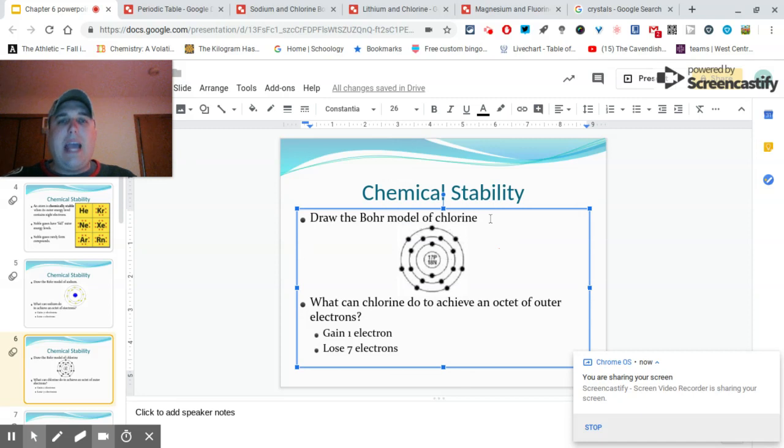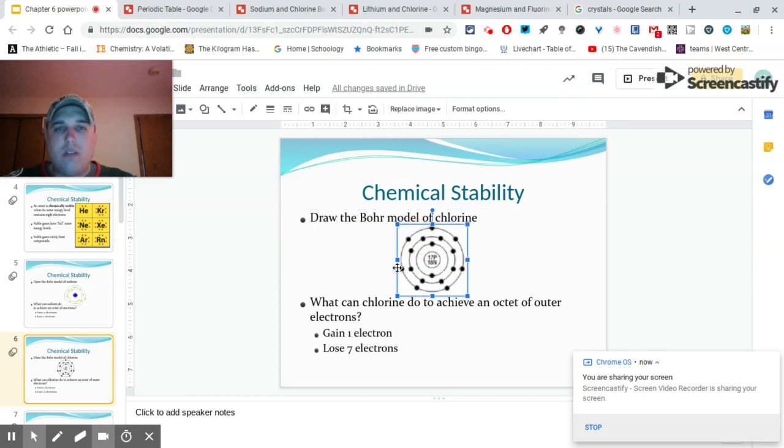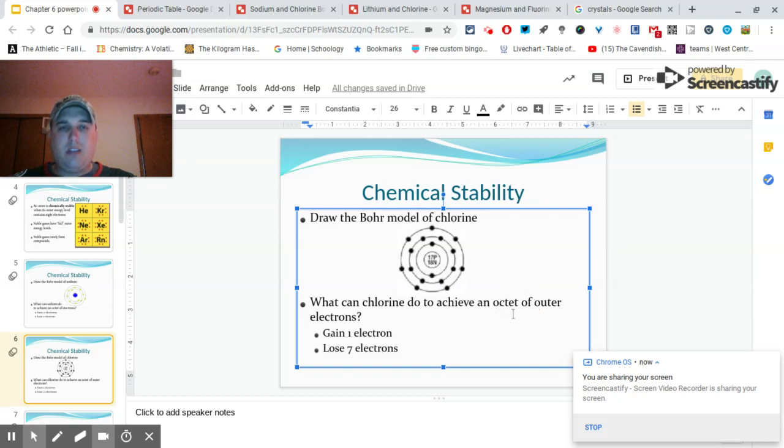Is chlorine happy? Well, if you're looking at your Bohr model, you counted 1, 2, 3, 4, 5, 6, 7 valence electrons. So chlorine is not happy. It wants to have 8, not happy with 7. Okay, so what can chlorine do to get to 8, an octet of electrons?